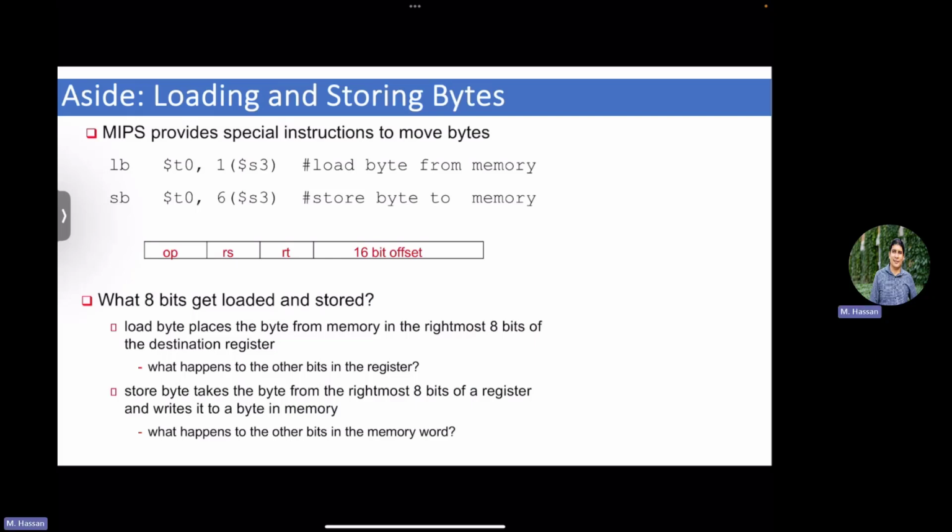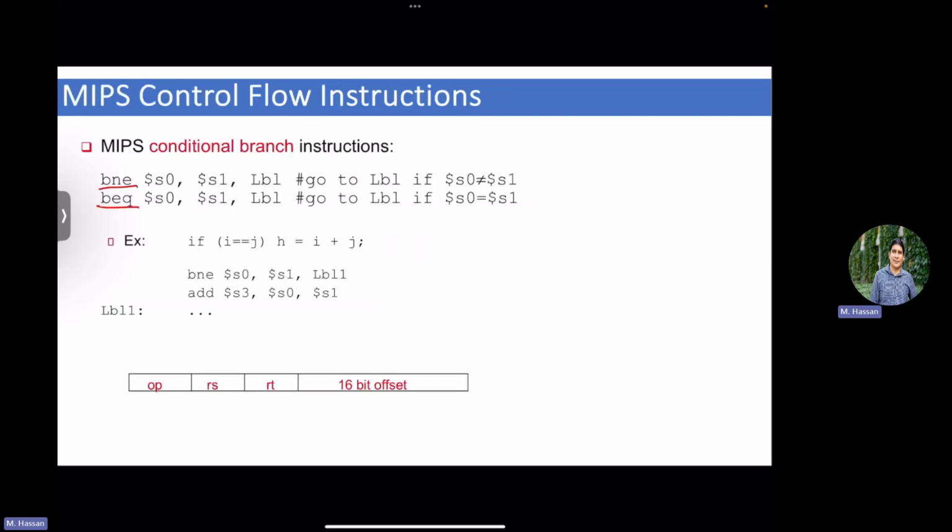Good. So the third type of instruction, so we discussed arithmetic instructions, load, store, which are memory operations, and then finally the control flow operations, the branches, right? Branches and jumps. So here there are two examples of branches. One is the branch not equal, the second one is branch equal. They differ only in the condition.